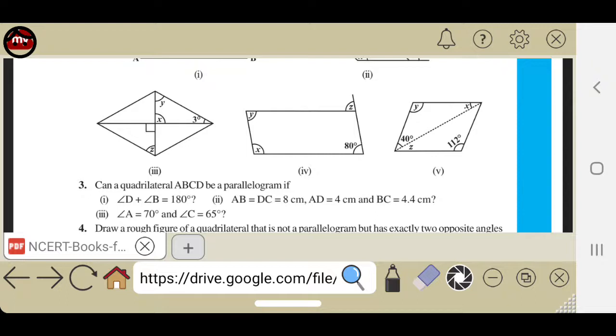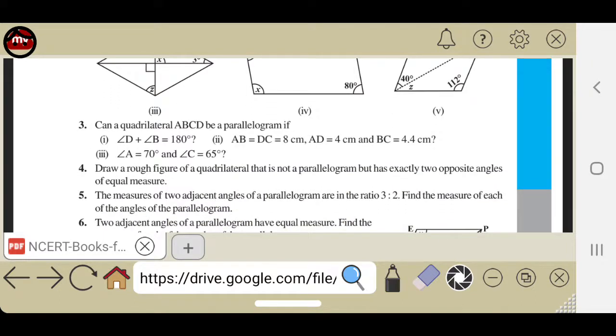Dear children, if it is a parallelogram, its opposite sides should be equal. AD and BC are opposite sides. They should be equal, but here given AD 4, BC 4.4. That's why not possible. Angle A 70, angle C 65. Angle A and angle C are opposite angles. They should be equal, so it is also not possible.